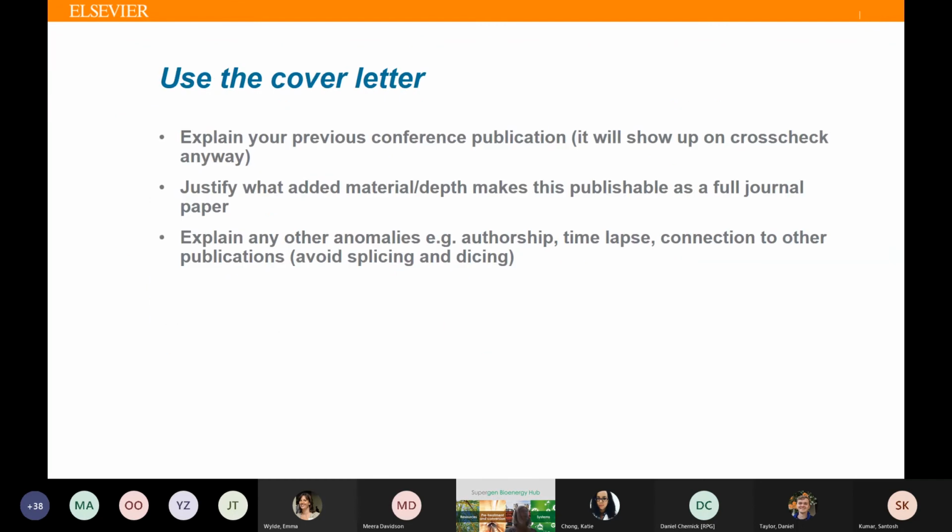Okay, use the cover letter. A lot of people ask me what they should put in a cover letter. The answer is really anything you want, but here are a few tips.